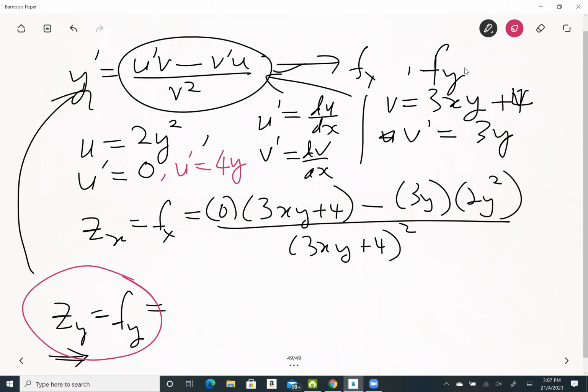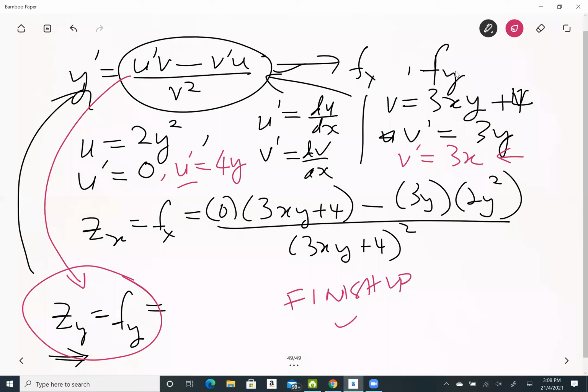Now, what is v prime? V prime now is dv dy. So what is it? The y now is the variable, and x is a constant. So what is v prime? 3x. Good. So you got the u prime, you got the v prime. Apply again the formula to the zy. So you got it. Finish up at home, afterwards.